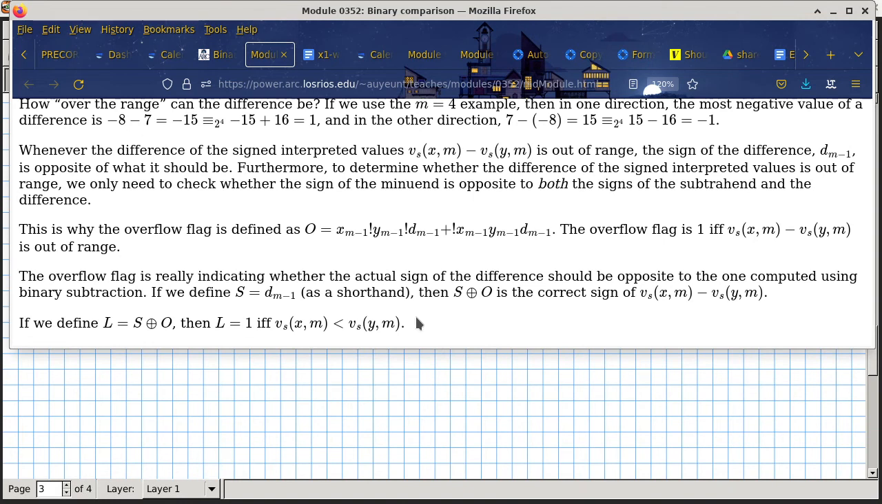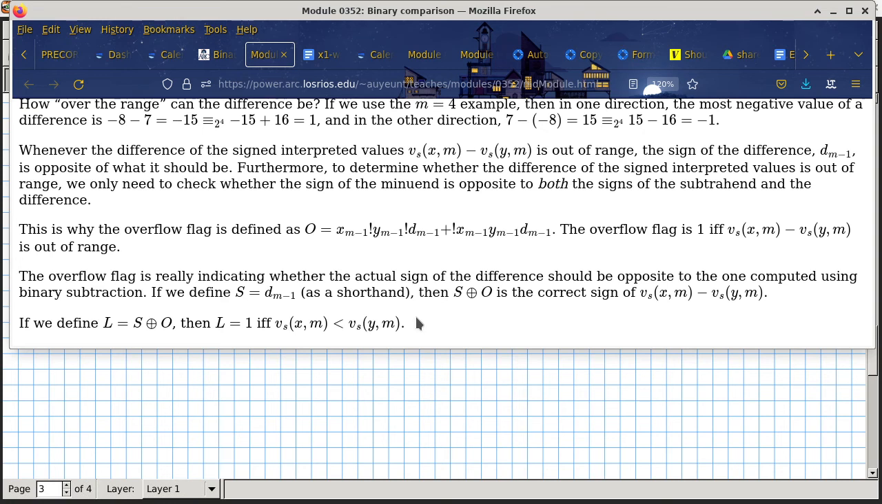Okay, so the last sentence says if we define L to be S, what is this symbol again? Exclusive OR, very good. So if L is defined to be S exclusive OR with O, this is uppercase O, then L equals 1 if and only if VSXM is less than VSYM.